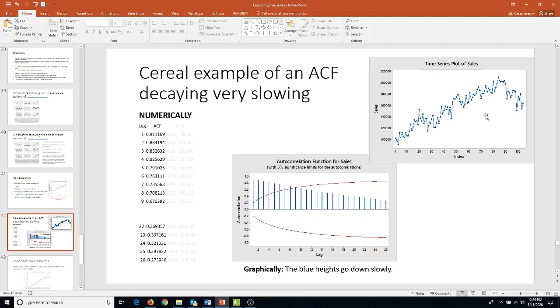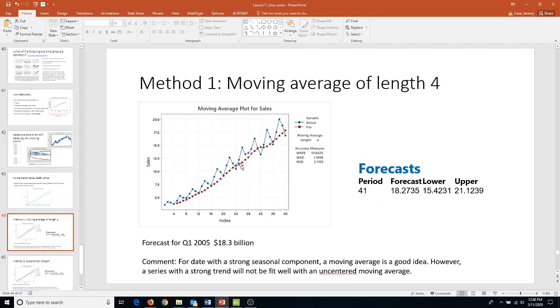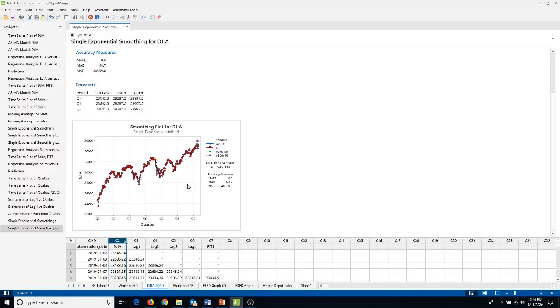This is the cereal sales. It also seems to have a trend, so this would not be so good. Here you have Home Depot. Here I have a model for this. I could do a moving average of length 4, but you notice it's a little bit low, and I could do a forecast based on that. Let me go ahead and do that in Minitab.